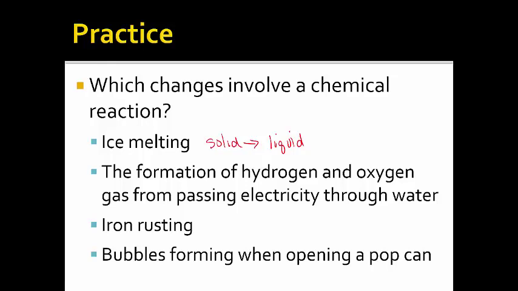And bubbles that form when we open a can of soda, that would not be a chemical change. Again, that would be a phase change. Usually those bubbles are carbon dioxide, and they are dissolved into the liquid at high pressure. So when we release that pressure by opening the soda can, the gas is allowed to escape. But it's not a chemical reaction that's taking place. The gas was always there to begin with. It just needed to be released.